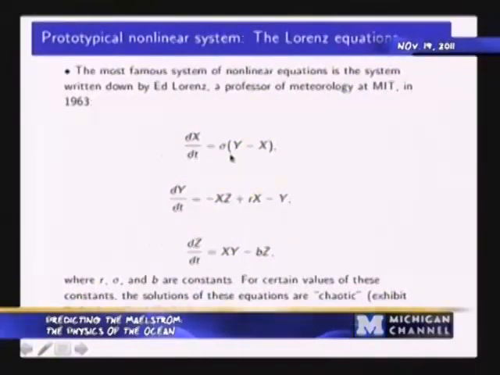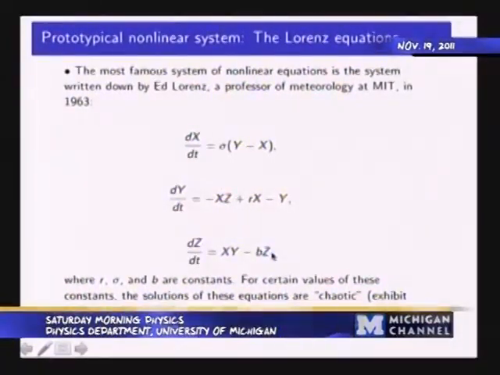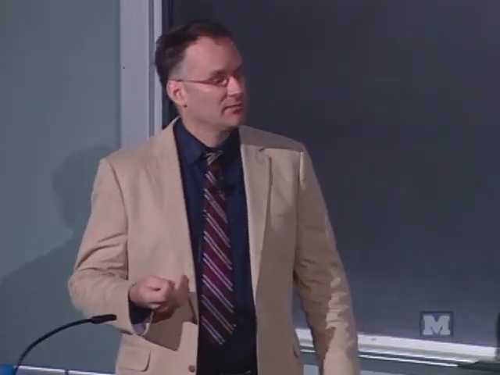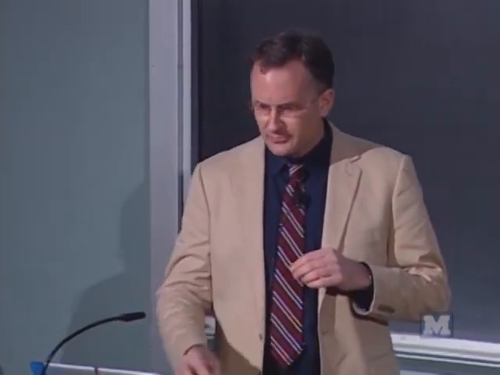And you have some constants here: sigma, R, and B. For certain values of these constants, this nonlinear system turns out to be incredibly chaotic and unpredictable. He was actually thinking of the weather when he wrote these systems down. He wrote them down as a simplified model of the weather.